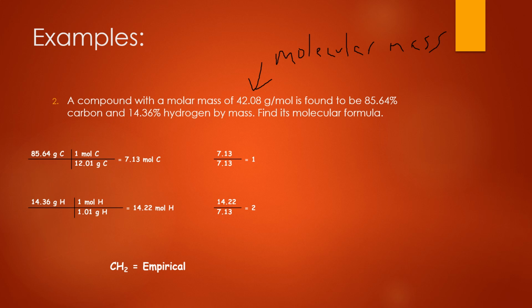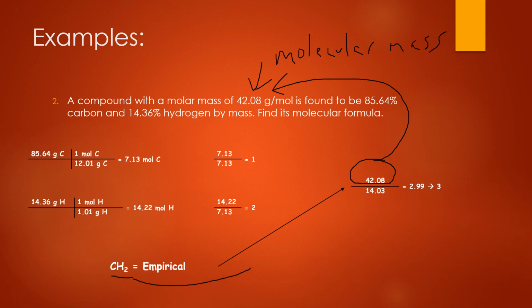Now remember, this isn't what I'm looking for. I'm looking for the molecular formula. But I had to solve for the empirical formula first because I didn't give it to you. So the next thing we're going to do is take the molar mass of the empirical formula, which is 14.03. Remember, this top number comes from the problem up here. The bottom number, the 14.03, is the molar mass of the CH2. When I divide out here, the number I got was 2.99, so it's close enough that I can round to 3.